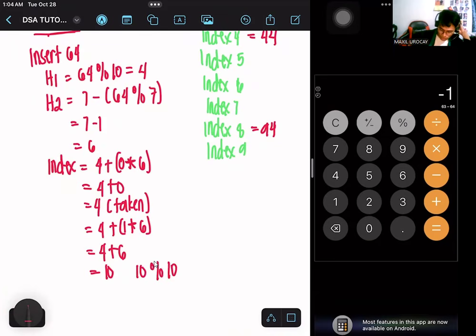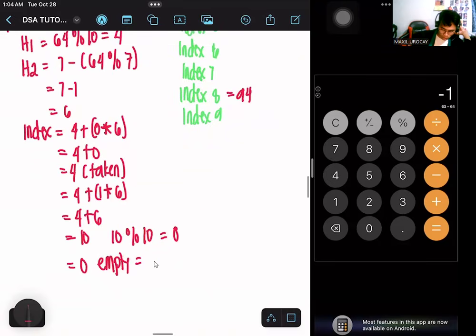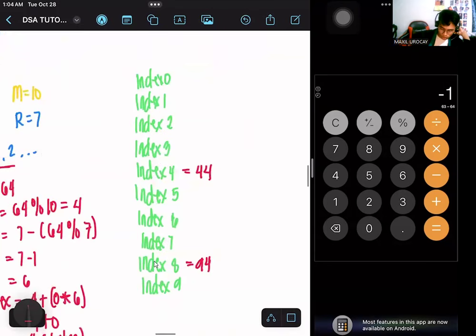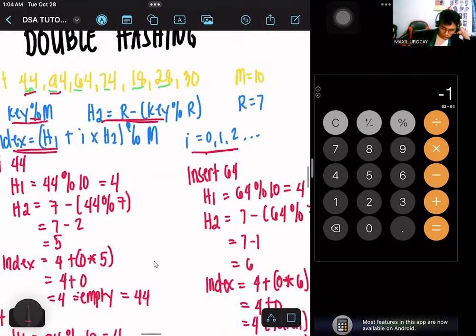Get the modulo. So it will become 10 divided by 10, 0. 0 is still 0, of course. So index number 0, you will just put here, empty, and then allocate the number 64. So we'll insert 0, 64. We're done with the 64.